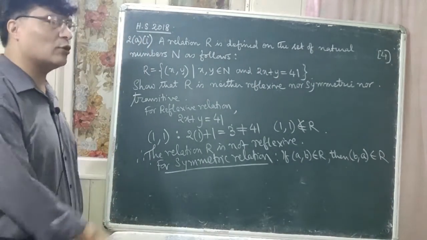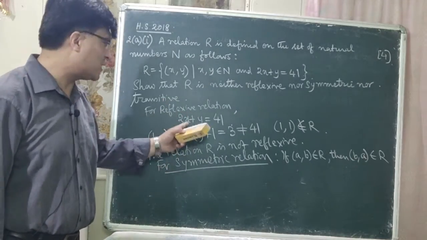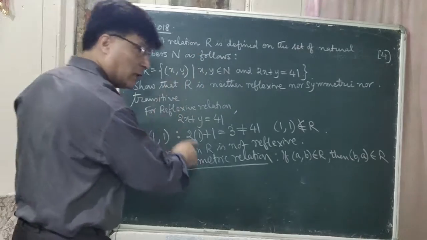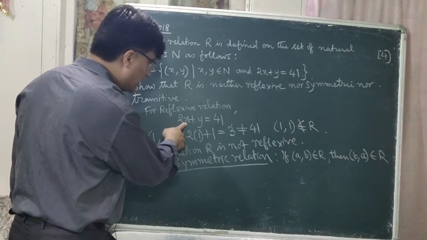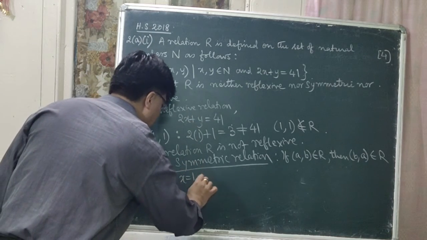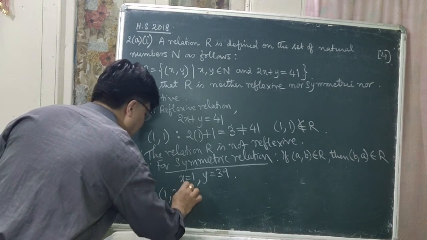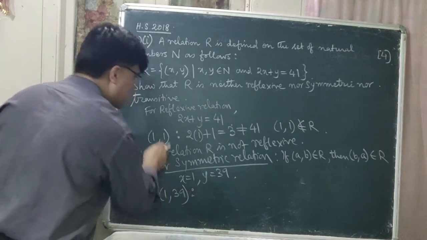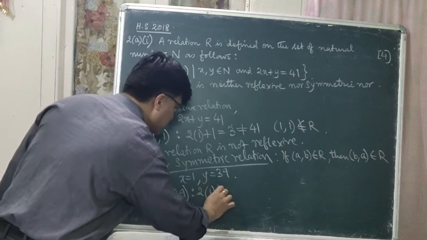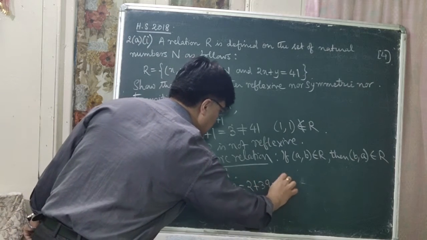Now you first find out those values of x and y that satisfy this equation 2x plus y is equal to 41. If you put x is equal to 1 as a natural number, 2 ones are 2 plus 39 is 41. So take x is equal to 1 and y is equal to 39. Let us put these values here: 2 into 1 plus y is 39, which is 2 plus 39 is equal to 41.